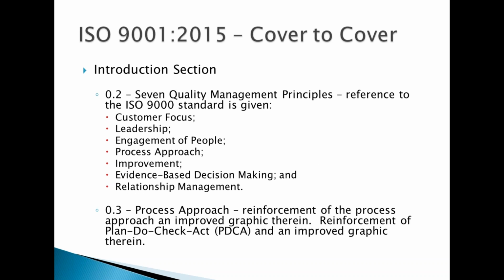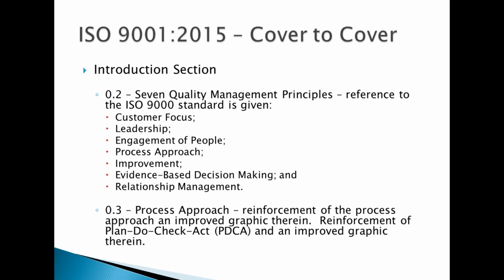The introduction section continues in section 0.2, where we have our first look at the 7 quality management principles, which are given a more thorough explanation in the ISO 9000 standard. Those are listed here. 2 of these have actually been combined from the former 8 quality management principles. The new item, so to speak, is evidence-based decision making.